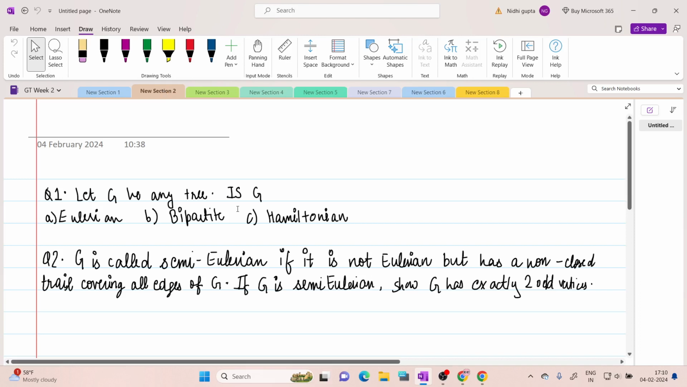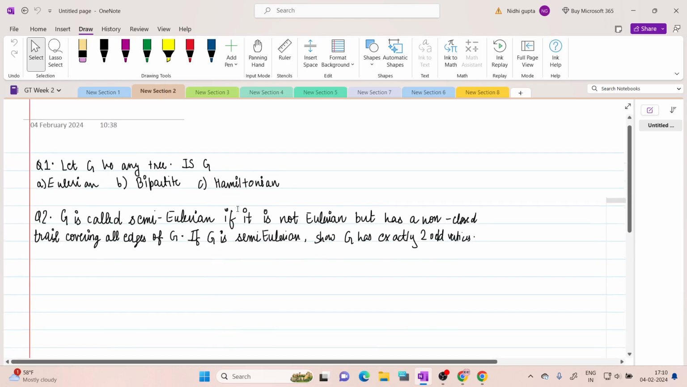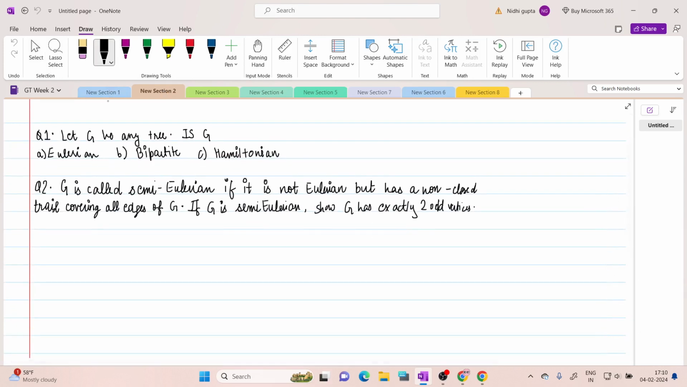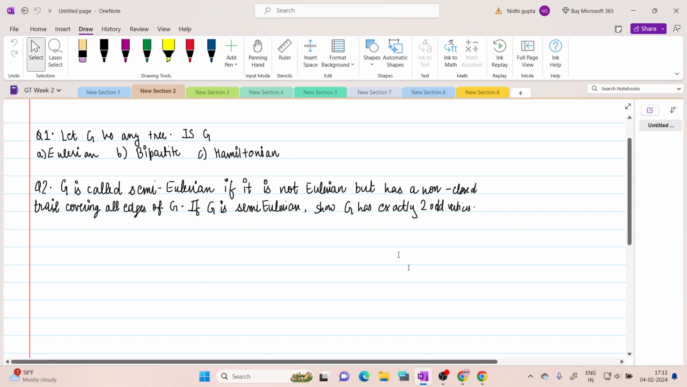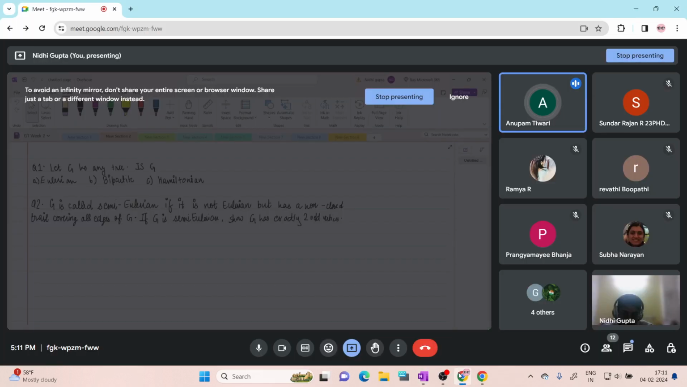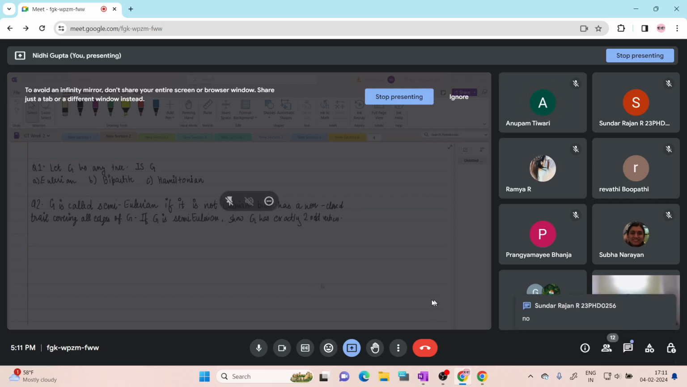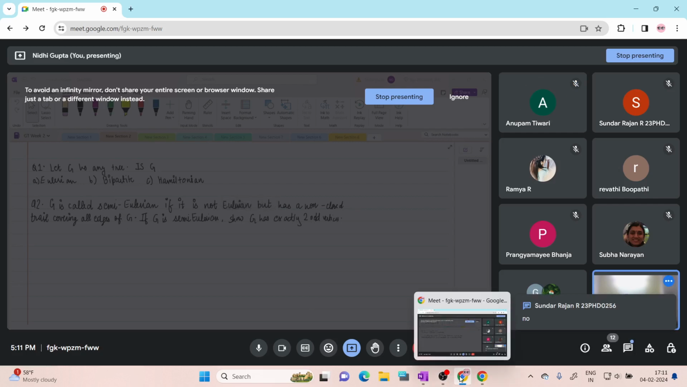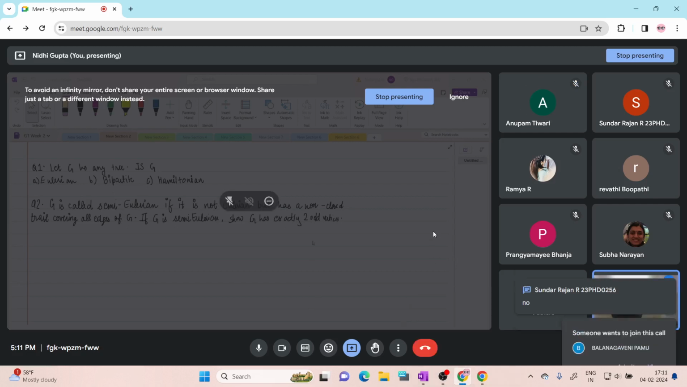So let G be a tree. If G is a tree, is G Eulerian? Can a tree be Eulerian? So what do you think? Yes, ma'am. If all the degrees are even.